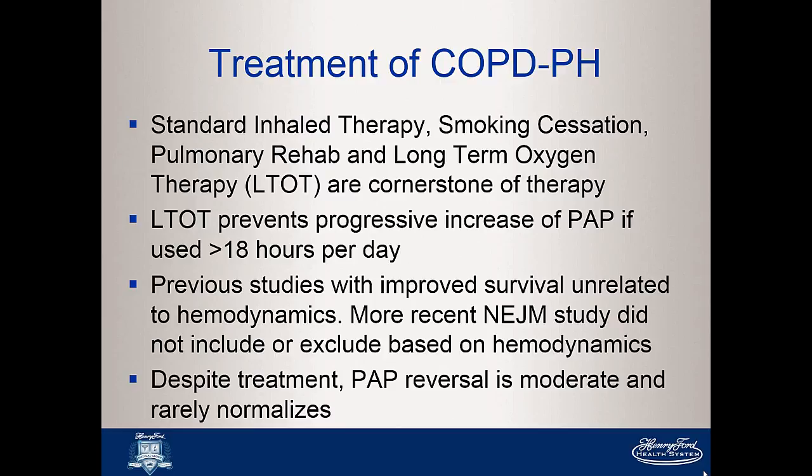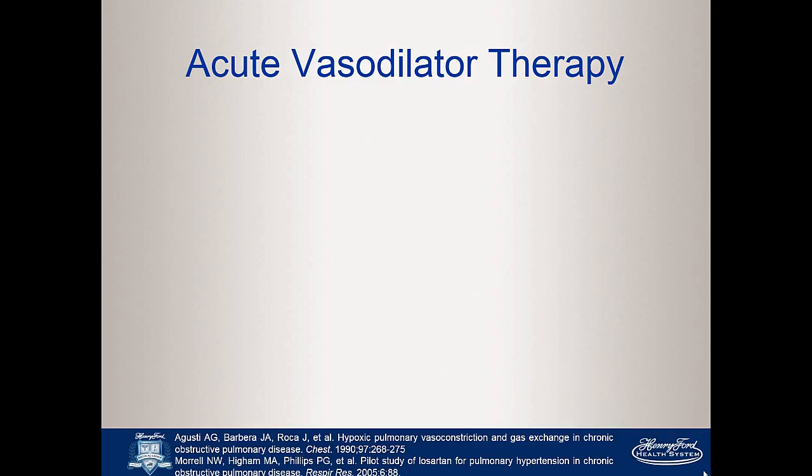Despite treatment with oxygen, it appears that hypoxic vasoconstriction is not a fully reversible problem. When PA pressures are elevated due to COPD and patients are treated with oxygen, they don't really normalize. How do we treat them? We can talk about a few studies that have been done in terms of acute vasodilator therapy.